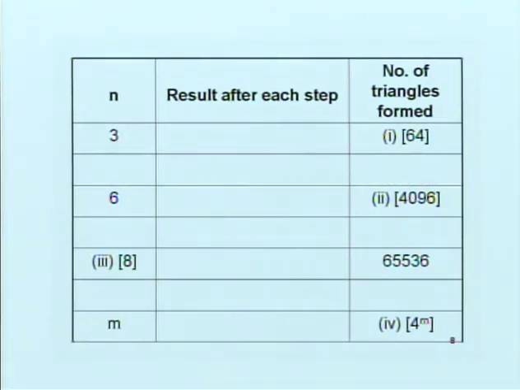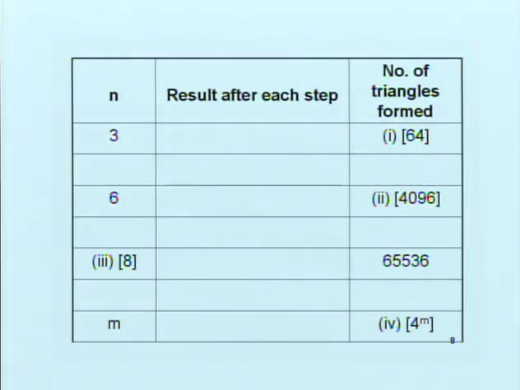Here are the results. When n is equal to 3, from your drawing you would discover that the number of triangles formed is 64. That's on your right in the second row. When n is 6, we'll discover from the practical exercise that the number of triangles formed is 4,096. And in the third part, if we know that the number of small triangles is 65,536, then n must be 8.